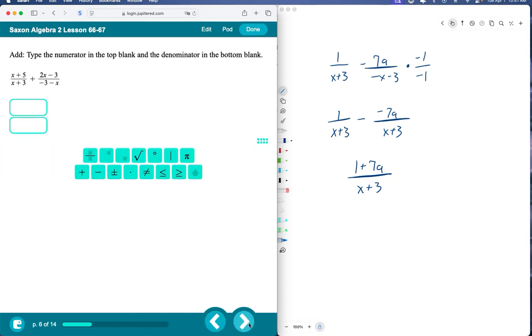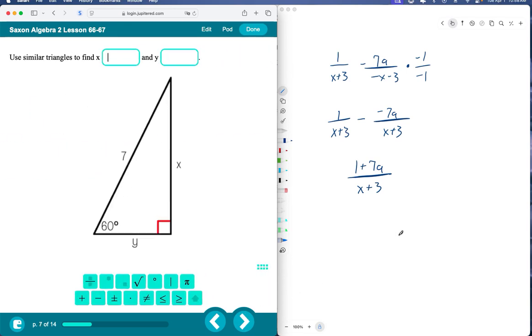All right, there we go. These are more of the same. These are absolutely more of the same. So you're going to multiply everything here by -1 over -1, and then arrange it so that it's x plus 3. When you do that, then you can combine these terms into one solution, into one fraction. Okay, here's another similar triangle.